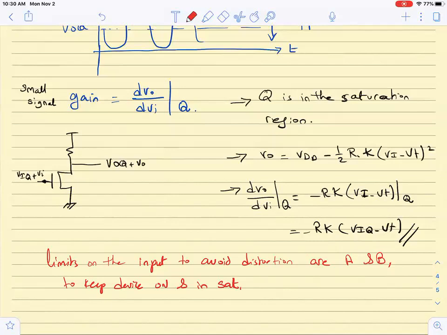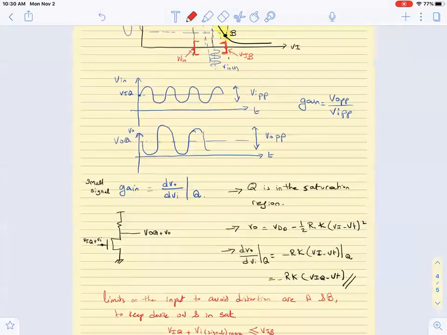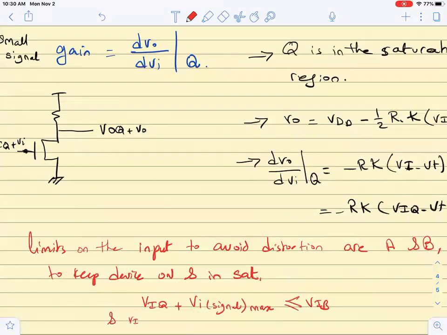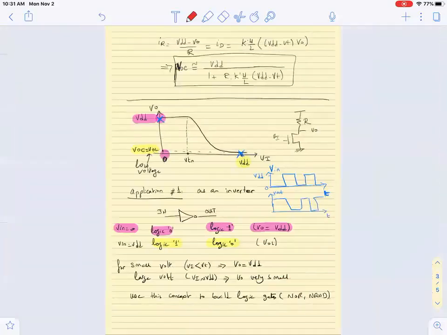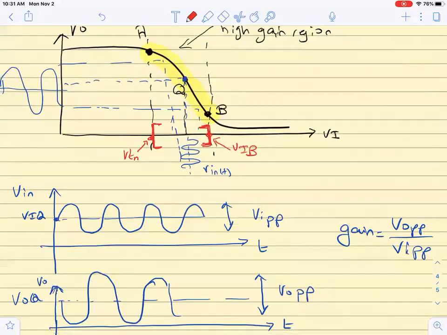Okay, so the limits on the input: therefore we want VIQ plus the maximum Vin signal to be smaller than VIB, and we also want VIQ minus the maximum Vin signal to be greater than VIA, which is VTN. Okay, greater than Vt. So I have two bounding points that I care about, and I should maintain the input and bias point Q within this region so that I get gain.